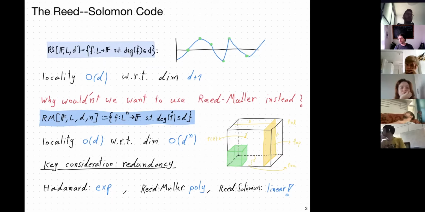And that's exactly what Ida wrote in the chat. And in fact, it gives us the best trade-off of distance and rate, the redundancy versus distance.